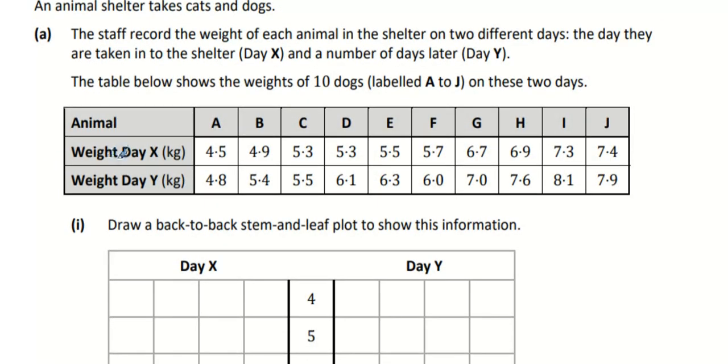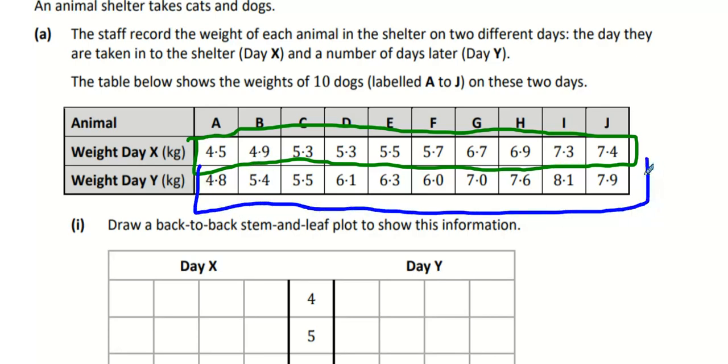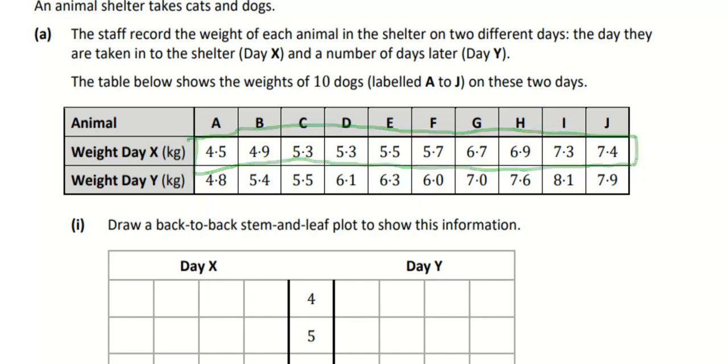So what they did is they took a bunch of animals into a shelter. Usually when you take an animal into a shelter, it's because they're not being looked after well and they're often underweight. A couple of days later, the green section is when you get the animals initially. The blue section is what happens to the animals a couple of days in the shelter. By and large, what happens? They all get heavier because they're getting fed better. Correct? Great.